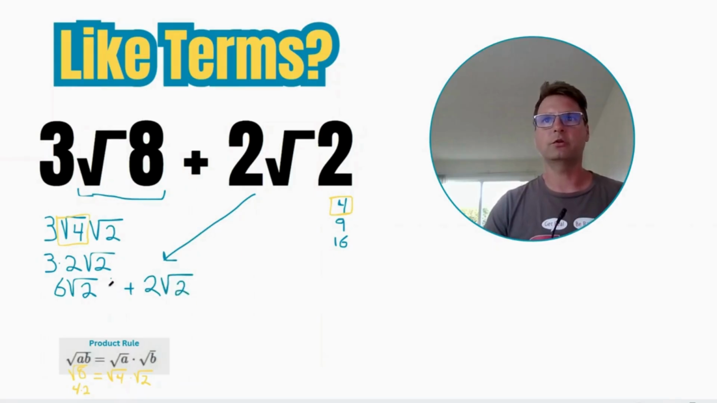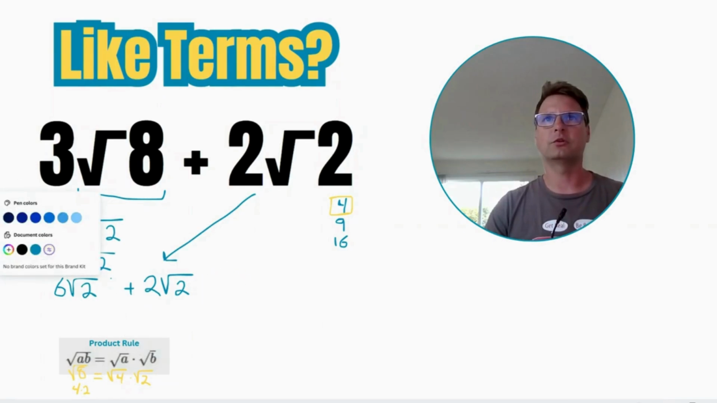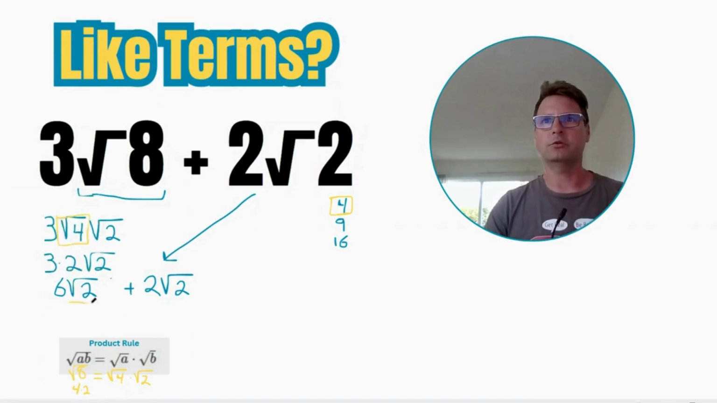And we have 6 square root of 2 plus 2 square root of 2. Wait a minute. Check it out. Now we have like terms, don't we? You see it? What makes them like terms? We have something times square root of 2 plus something times square root of 2, right? 6 square root of 2's plus 2 more is 8 square root of 2.